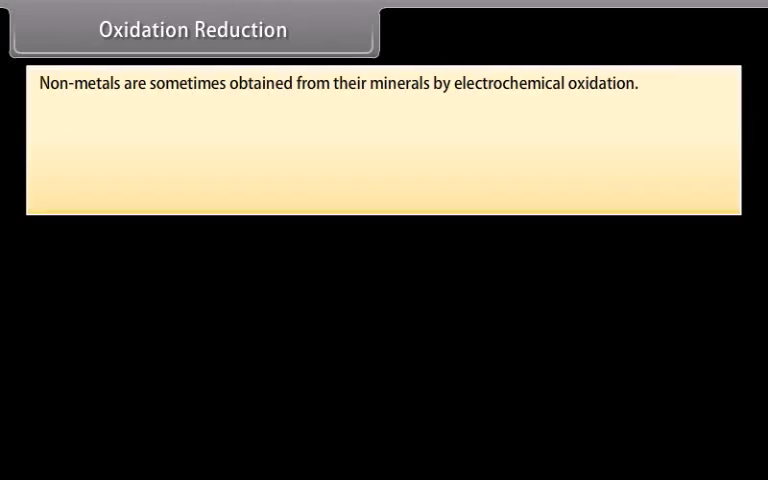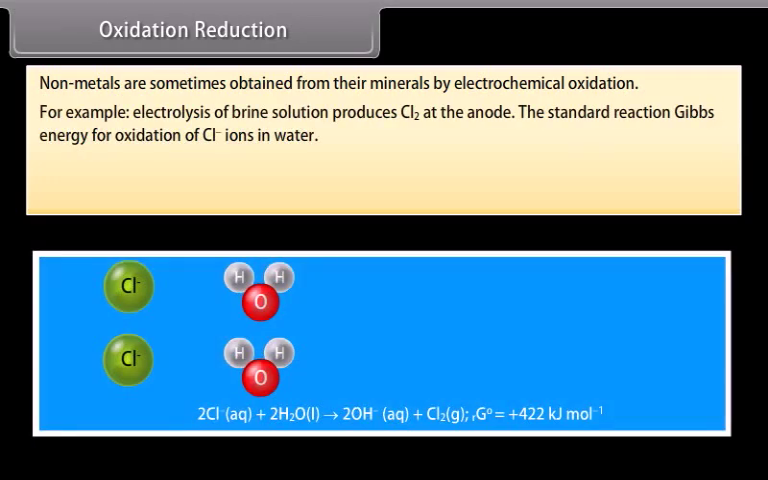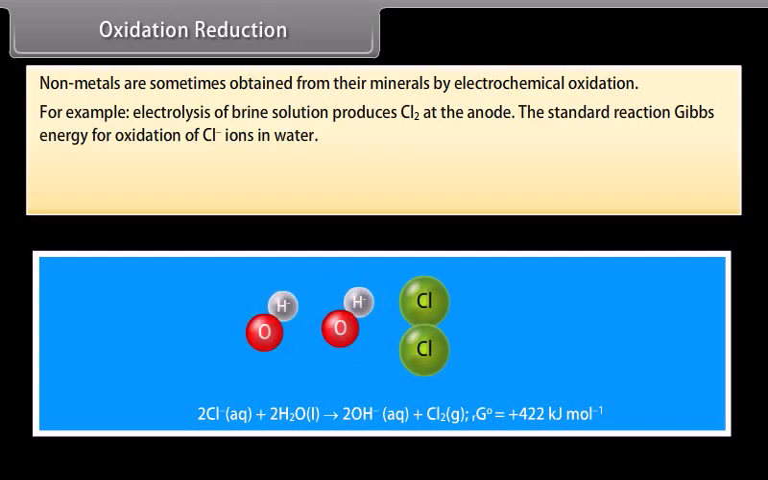Oxidation reduction. Non-metals are sometimes obtained from their minerals by electrochemical oxidation. For example, electrolysis of brine solution produces Cl2 at the anode. The standard reaction gives energy for oxidation of Cl⁻ ions in water. High positive value suggests that electrolysis is required.